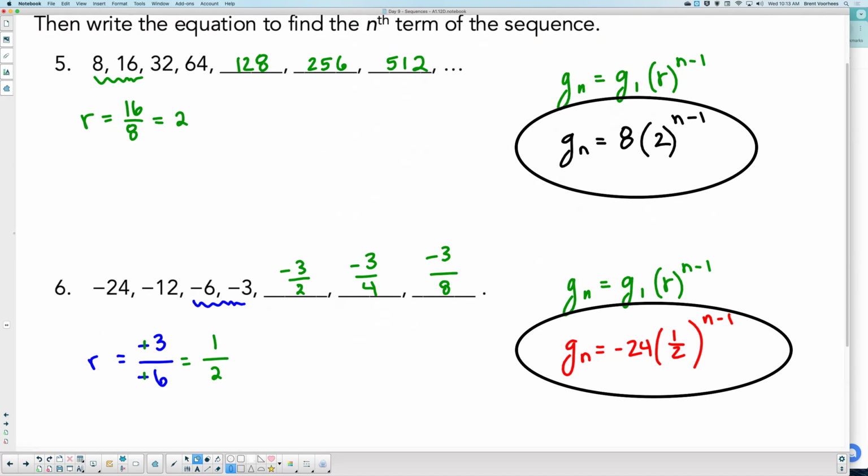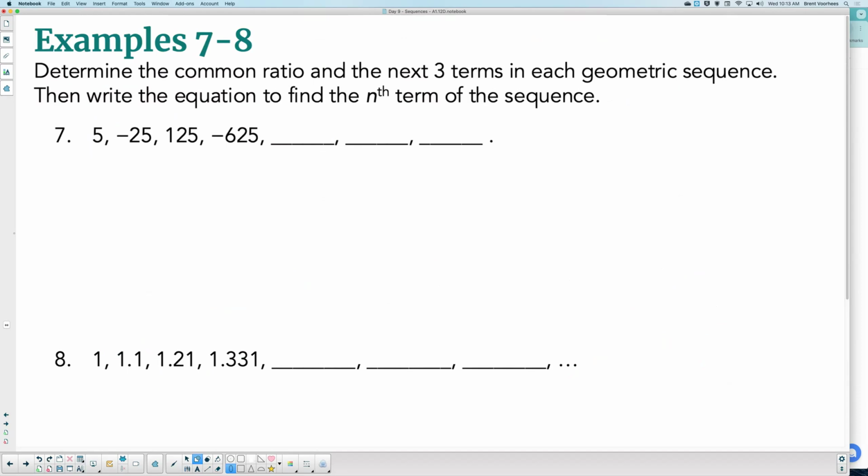Okay, I'm going to do 2 more, and then we'll call it. Okay, example 7 and 8. Well, I'll have to show you pictures. I forgot. Sorry. 7 and 8.